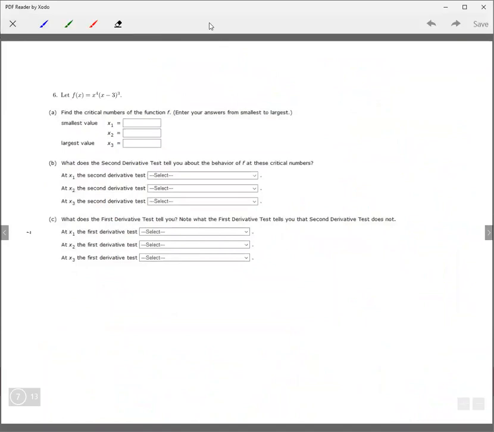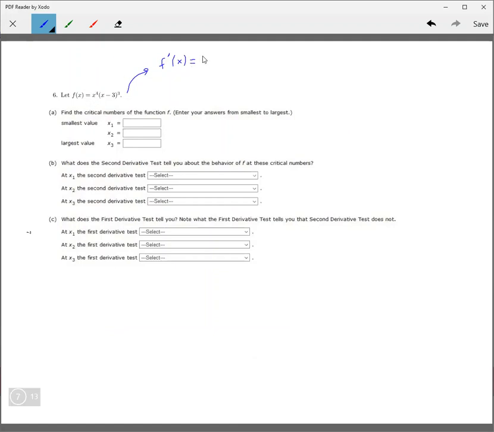Okay, let's work on the next exercise. We have this weird function, x to the 4th times x minus 3 to the 3rd power. So find the critical numbers of the function. So go ahead and take the first derivative.